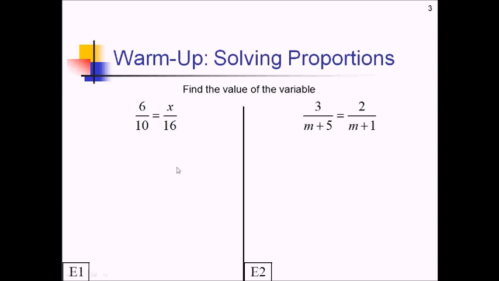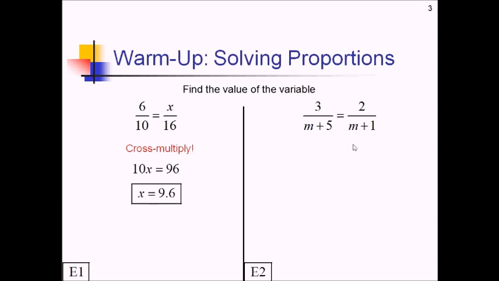All right, let's see how we did. So for this first one, since we have two fractions with an equals between it, we can use the technique of cross-multiplying to get rid of those fractions. So we've got 10 times x is 10x, and then 6 times 16, that'll be 96. Then we just divide by 10, and we have x equals 9.6.